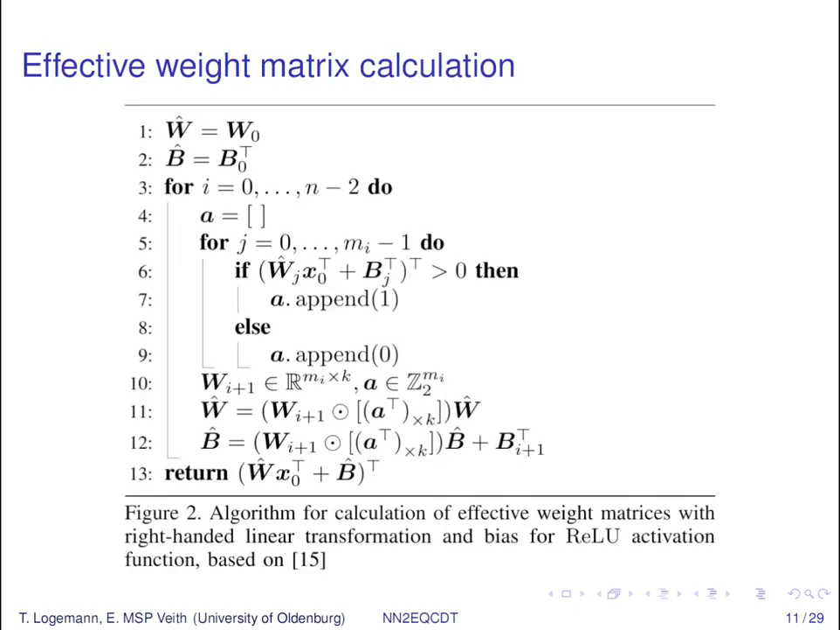This is the analogous algorithm that is also used in the NN2EQCDT algorithm implicitly from the one Aytekin provided, that shows effective weight matrices calculation with right-handed linear transformation and bias for ReLU activation function. Here you can explicitly see the branching and activation vector construction.